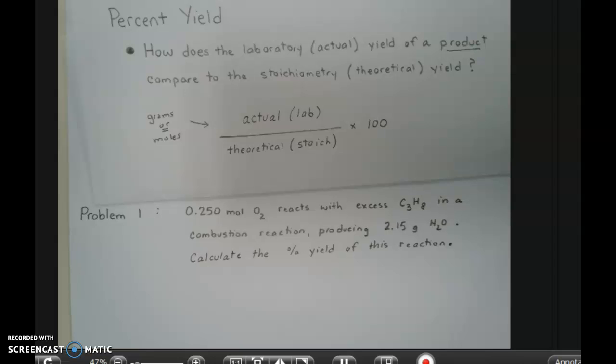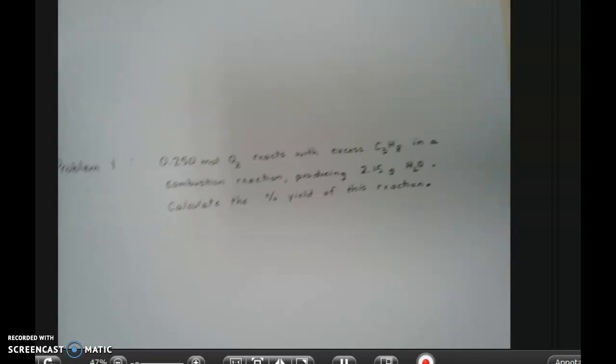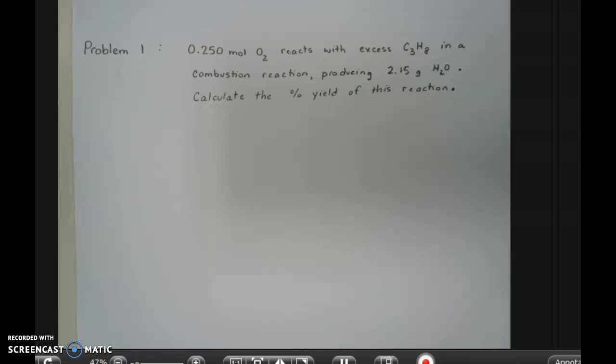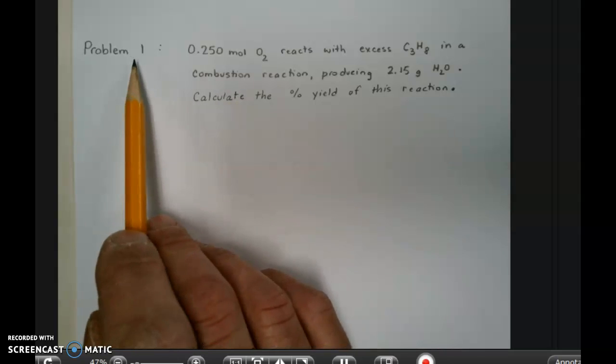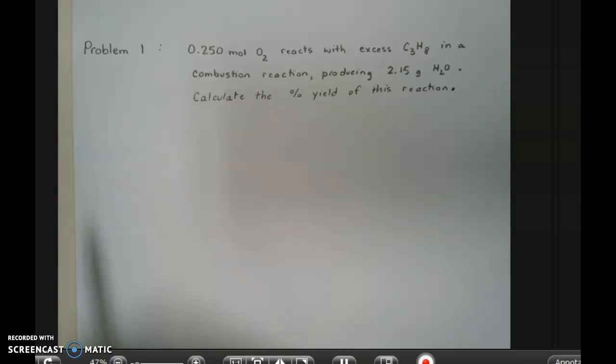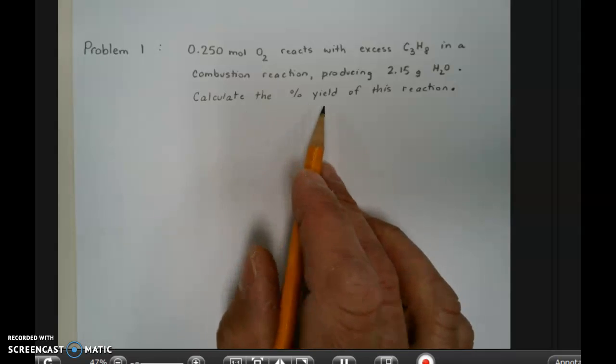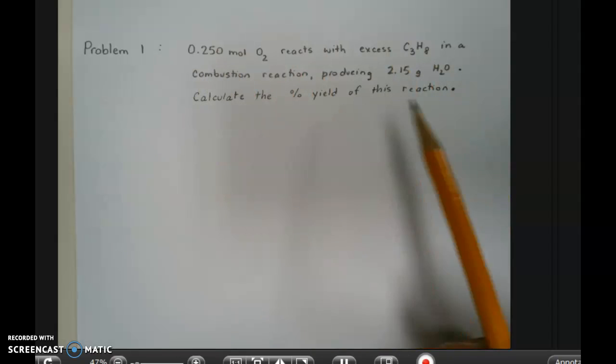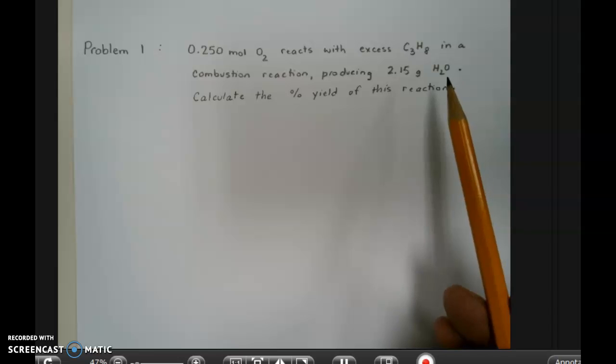So that's an important point to make about products. All right, let's take a look at our first example, problem 1. We'll do 2 problems in this video, and then you'll spend the rest of your time looking at the packet, and I think there's 3 or 4 problems in there to work. So problem number 1, 0.25 moles of oxygen reacts with excess propane in a combustion reaction producing 2.15 grams of water. Calculate the percent yield of this reaction. So the percent yield, you might say, the percent yield of what? What chemical are we talking about? Well, we have to be talking about a product. And in this case, the only chemical product they give us is water. So we have to be looking at the percent yield of water.